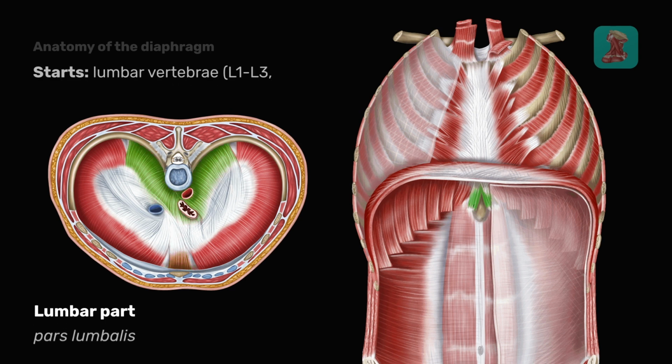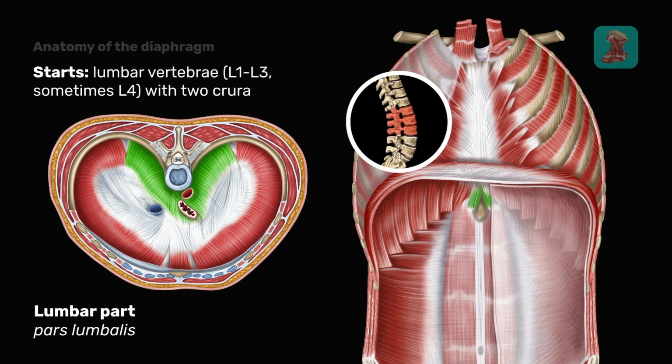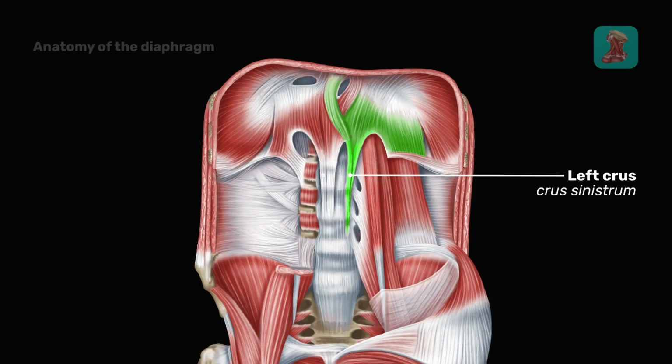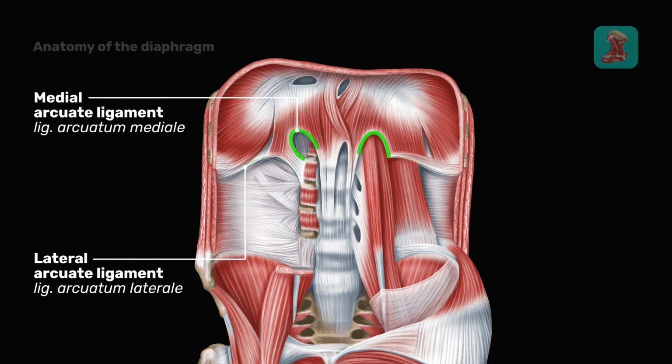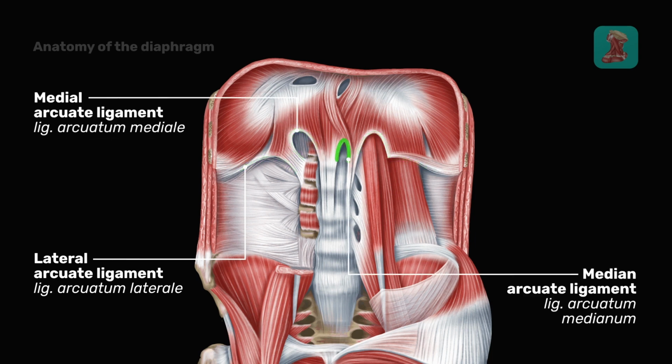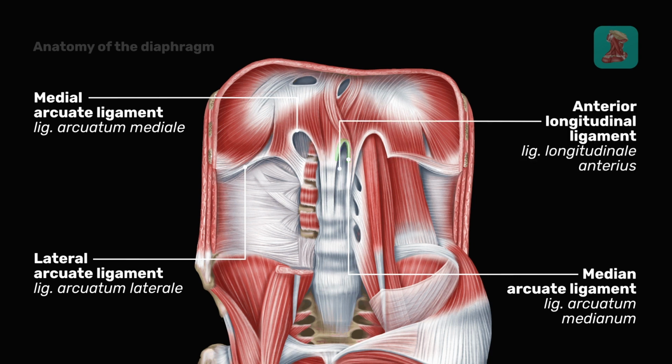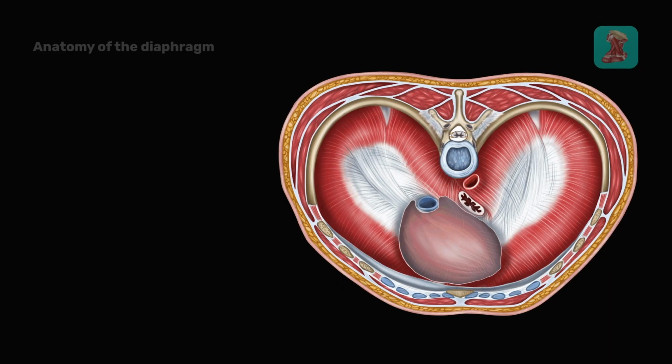The lumbar part arises from the first to third, sometimes fourth, lumbar vertebrae with two crura, the left crus and the right crus, and also from the following ligaments: the lateral arcuate ligament, the medial arcuate ligament, the median arcuate ligament, and the anterior longitudinal ligament. The ligaments are intertwined in various ways, as a result of which several hiatuses are formed.